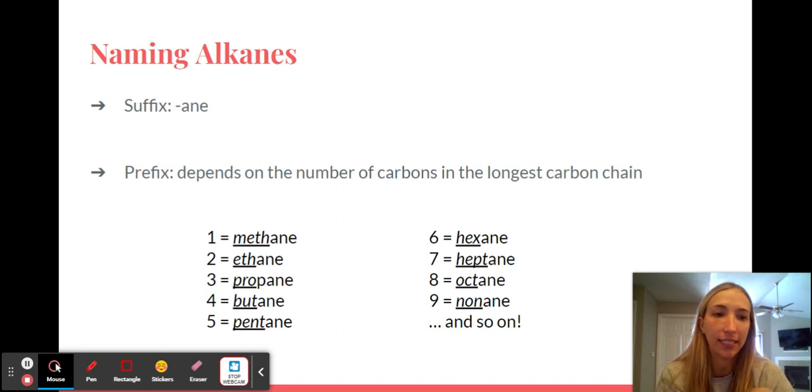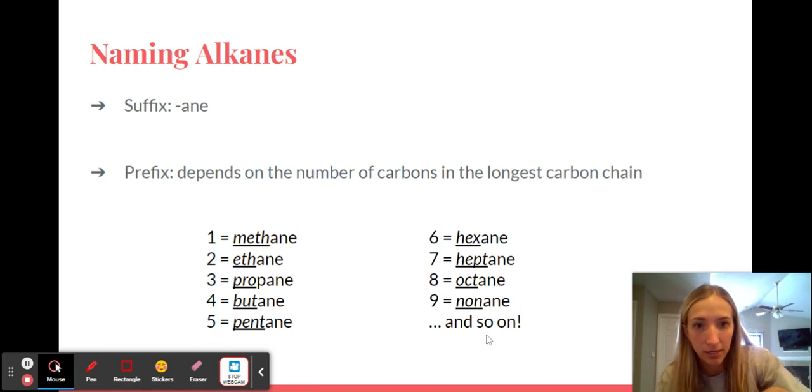Moving on to naming the alkanes. The suffix for an alkane is -ane. And then your prefix is going to depend on the number of carbons in the longest carbon chain that you find. I just put the most common prefixes that we use in this class. So 1 is methane, 2 is ethane, 3 is propane, 4 is butane, 5 is pentane. I also just noticed that this P is not underlined. That's supposed to be underlined as well. 6 is hexane, 7 heptane, 8 octane, 9 nonane, 10 is decane, and so on. It keeps going.